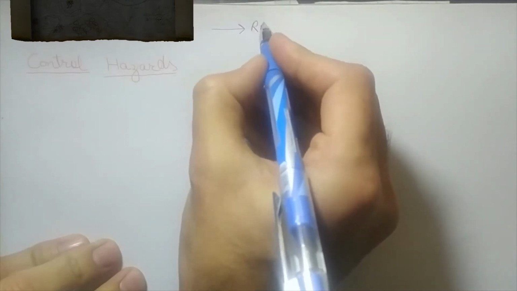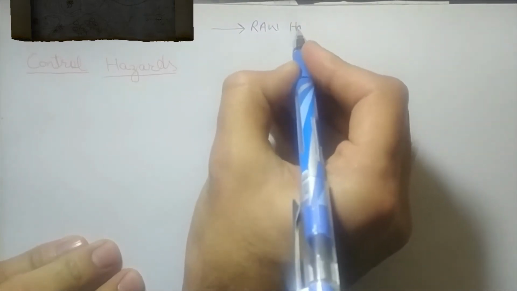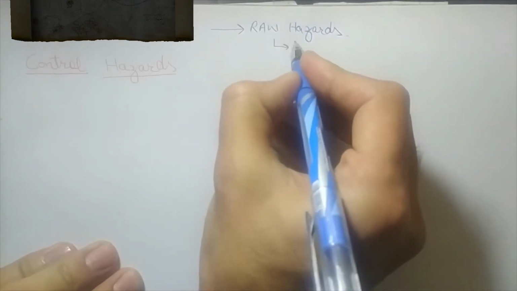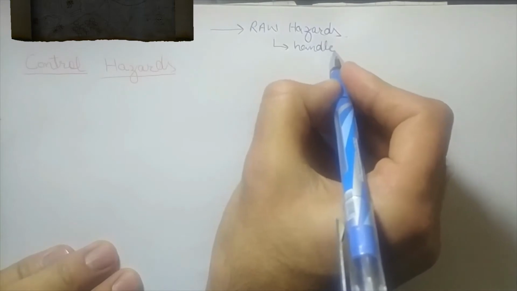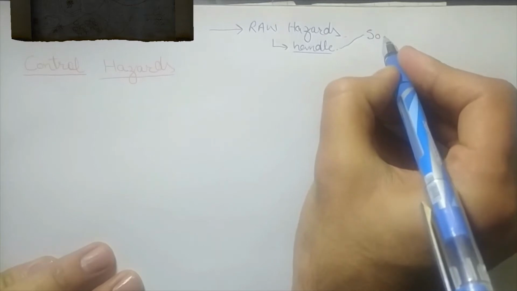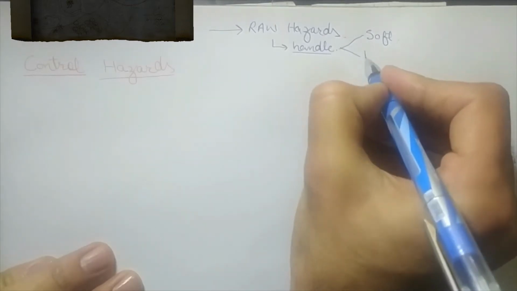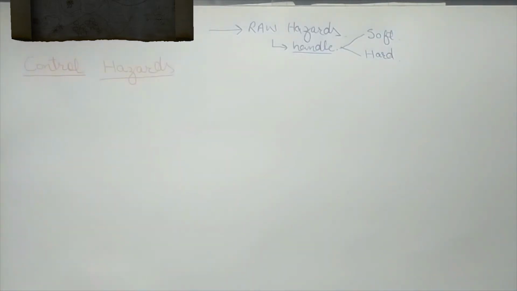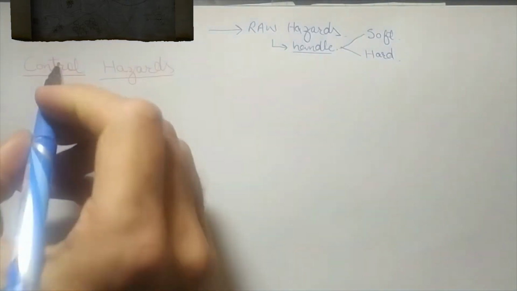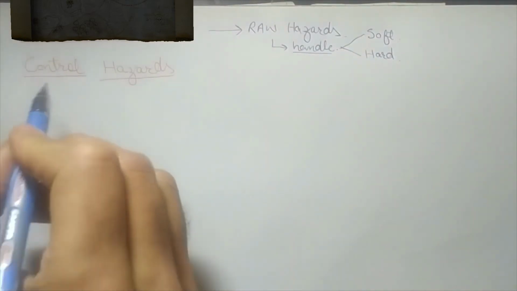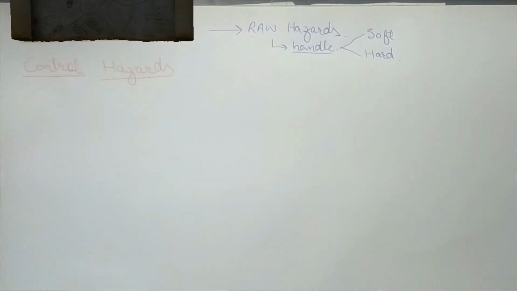In our previous lecture, we were discussing RAW hazards, or we can say data hazards, and we discussed how to handle such hazards. While handling those hazards, we provided two solutions. One was a software solution and another was a hardware solution. Likewise, there is another kind of hazard in pipelining, and that is a control hazard. So we have to discuss a control hazard and a mechanism to handle such hazard.